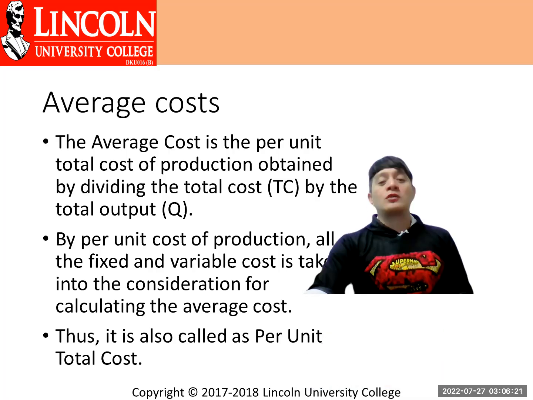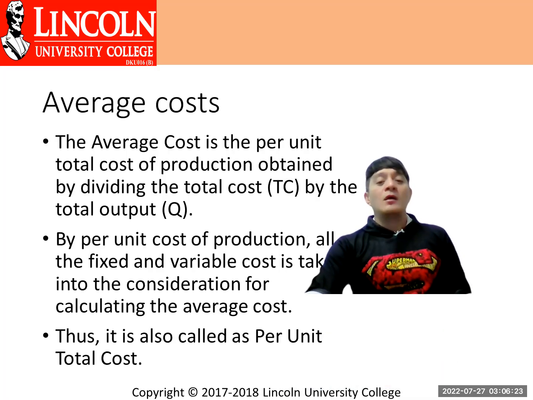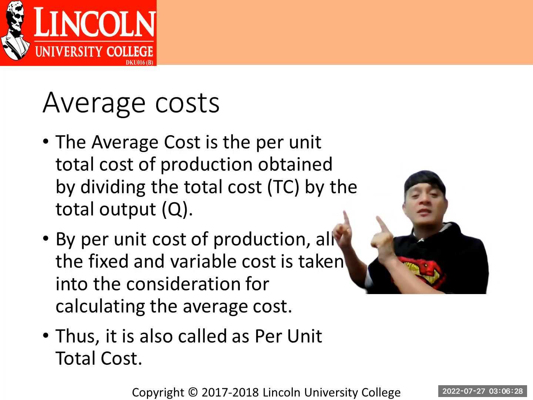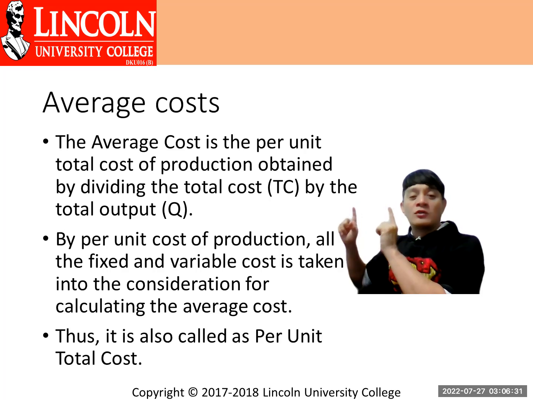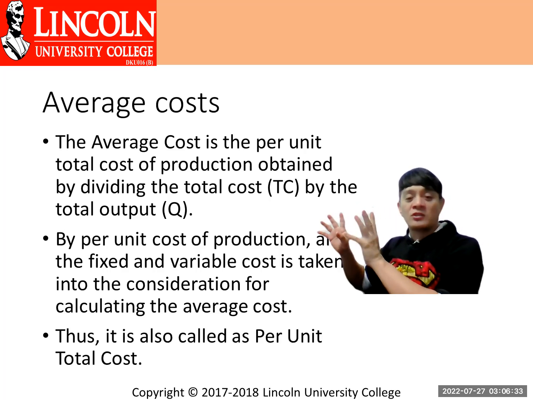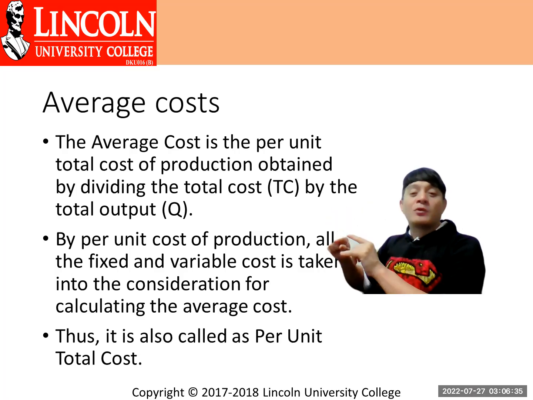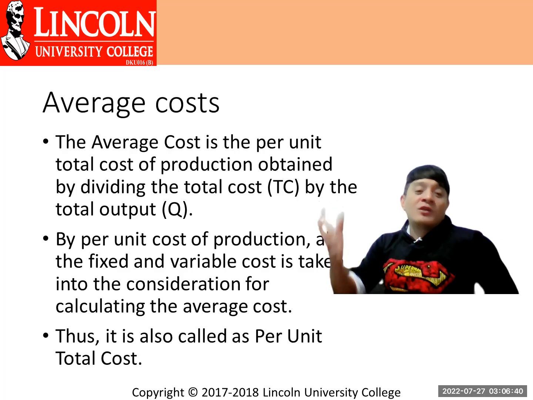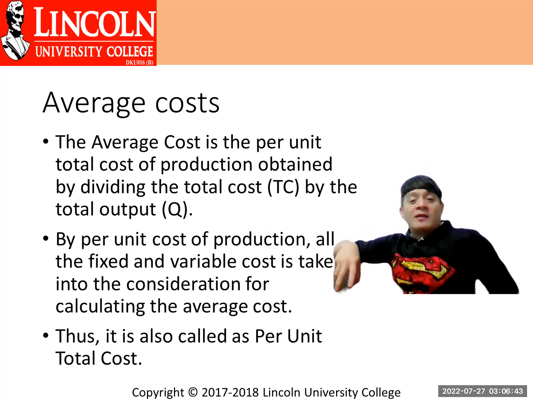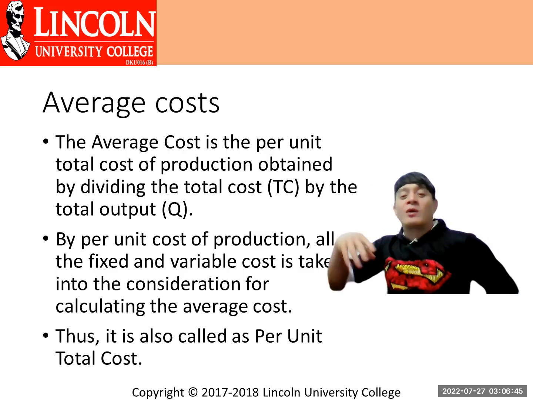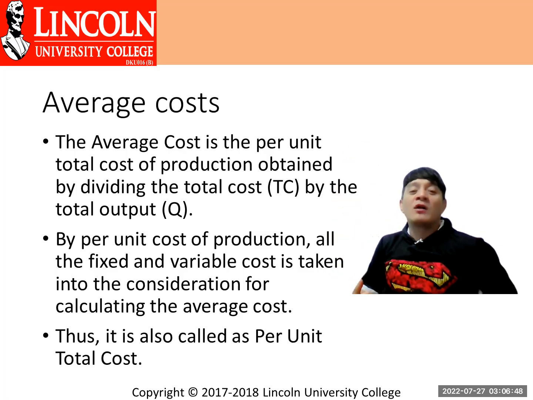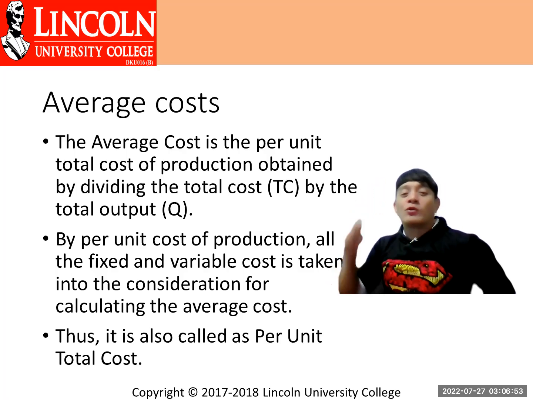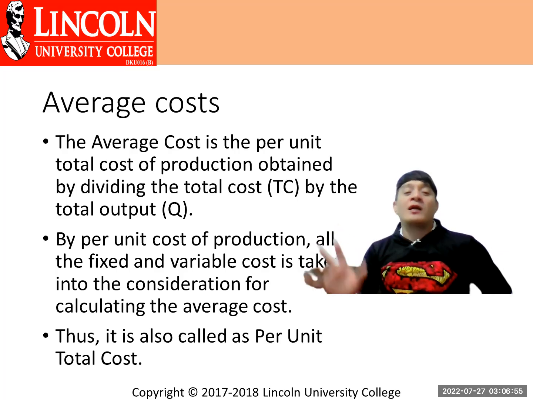While the average cost, on the other hand, is the average cost per unit of total cost of production, obtained by dividing the total cost by the total output. So the average is like the mean. You total it up and divide it by the quantity. Total it up, the summation of all the costs, then count the number of units or total outputs, and then divide it, and then you get the average.